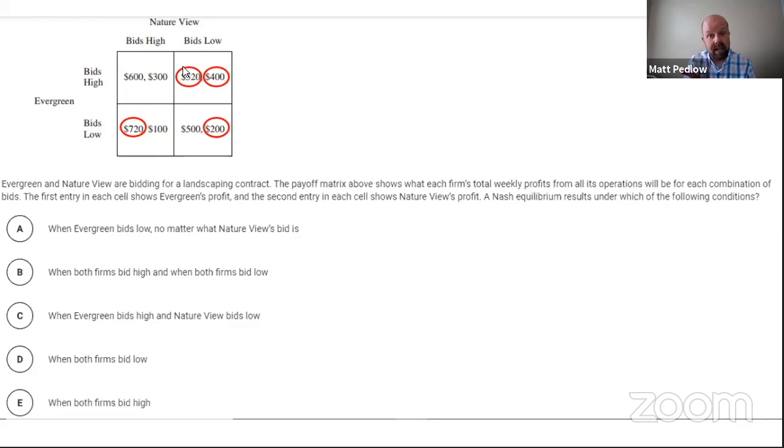Crazy. But you do know there's a Nash equilibrium because Nature View is always, no matter what, going to go low. And since they're always going to go low, that means Evergreen will end up bidding high. So that's C. Evergreen bids high because Nature View goes low. This is our Nash equilibrium right there. Okay, so you just have to figure out if one of them has a dominant strategy, then that's what they're always going to do. So now what is the other firm going to do? Evergreen does not have a dominant strategy. They might go high, they might go low. It depends on what Nature View is going to do.